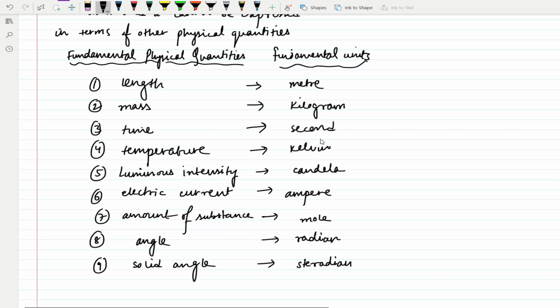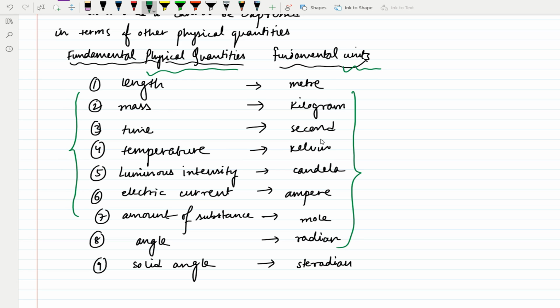Okay, now remember, if you are asked a question, name any two fundamental units, then you will write any two from this side. But if you are asked to name any two fundamental physical quantities, then you will write any two from this side. Do not confuse between physical quantities and units. This is a very common mistake which students make. So you have the 9 fundamental quantities with their fundamental units listed over here.